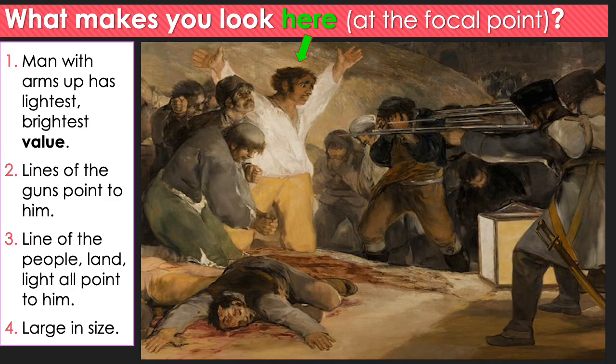He's also in the center, so usually that's where you want the focal point to be when you look at something right away. He's also large in size. The line of the land goes to the man. There's a light shining on him. So there's a couple things happening that the artist does intentionally to make you look at the man in the middle, because that is where he wants your interest to go.